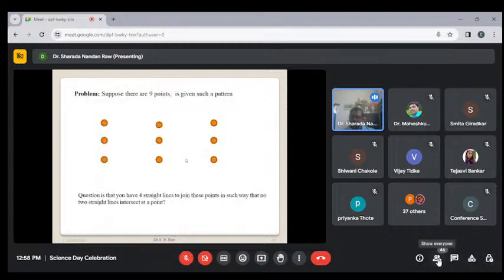So I am just giving one problem, then I will start the main topic. Suppose there are 9 points in such a way that in space, okay, in floating point, 9 points like that only.